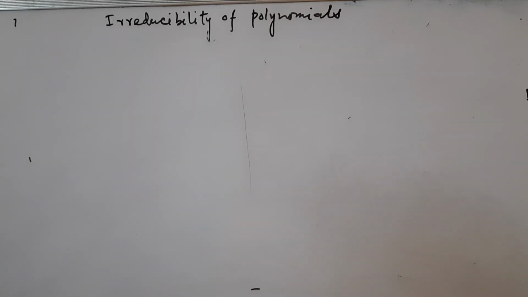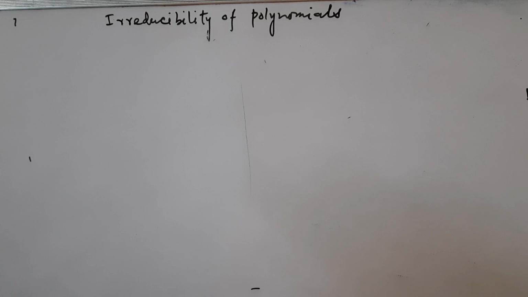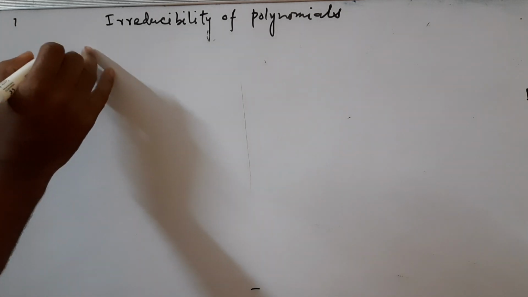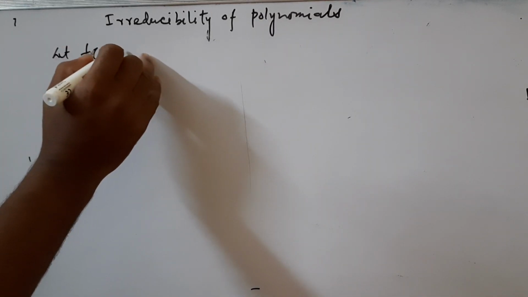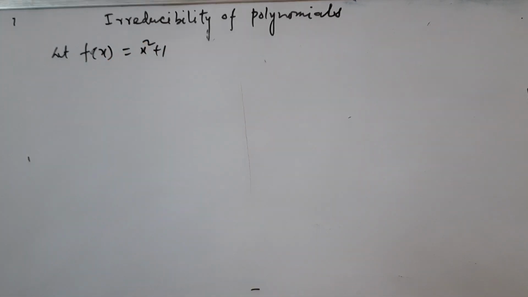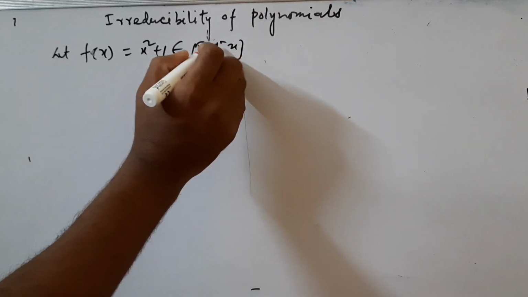Today we are going to learn about irreducibility of polynomials in the ring of polynomials, one of the most important topics in the ring of polynomials. To learn in detail, first of all, we start with taking an example of a polynomial. Suppose that f(x) is x square plus 1, and this polynomial can be considered in the ring R[x].